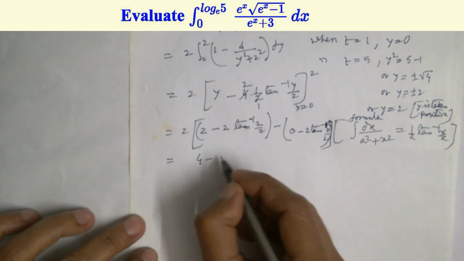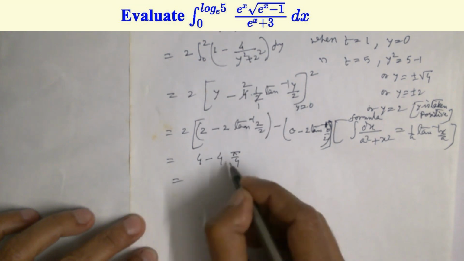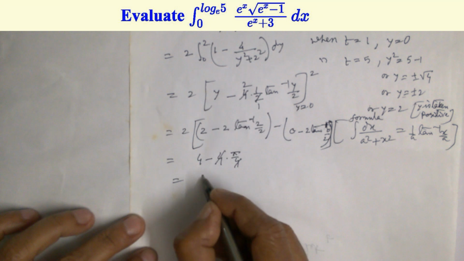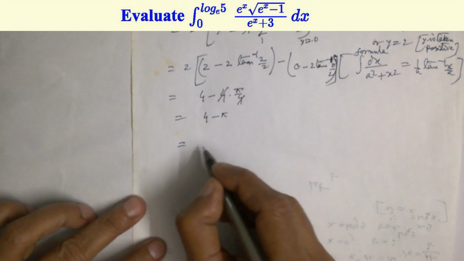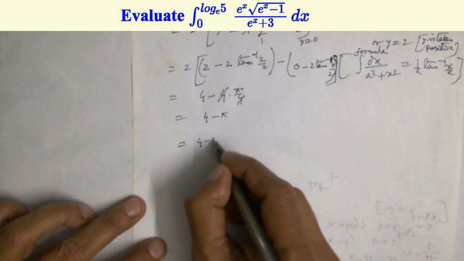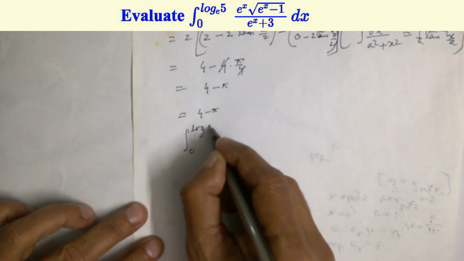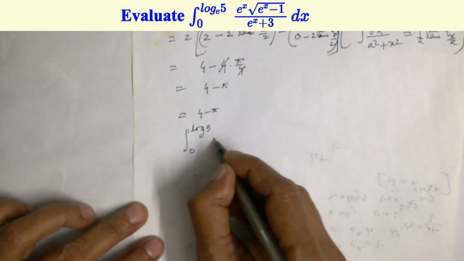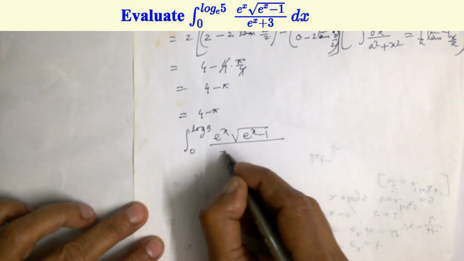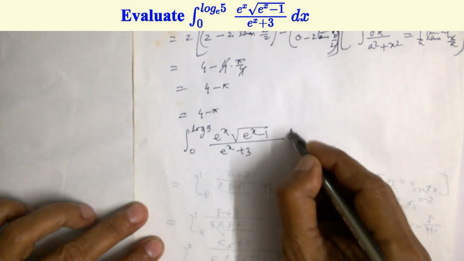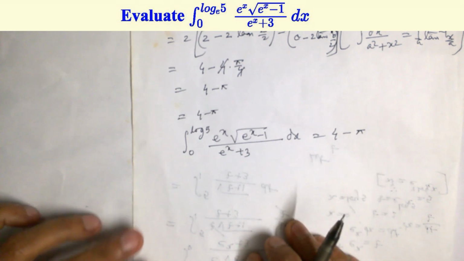So 2 times 2 is 4, and tan inverse 1 means pi by 4. That is equal to this: the 4 and 4 get cancelled, so 4 minus pi. So the final answer is 4 minus pi. Therefore the integration from 0 to log 5 of e to the power x times root over e to the power x minus 1, by e to the power x plus 3, dx, is equal to 4 minus pi, which is the answer.